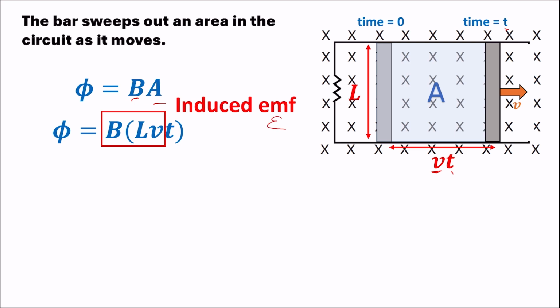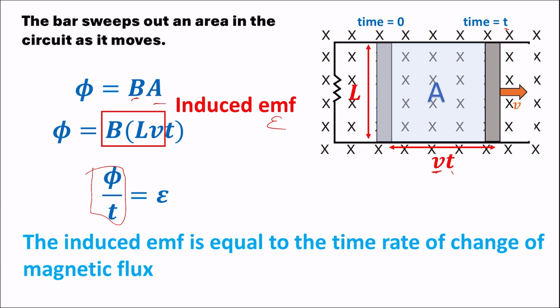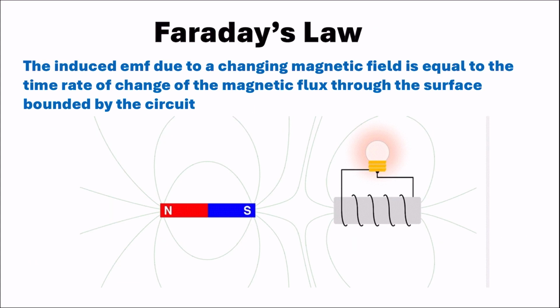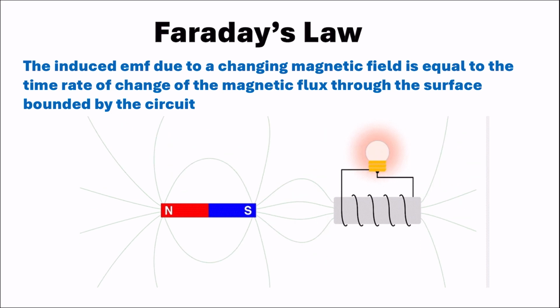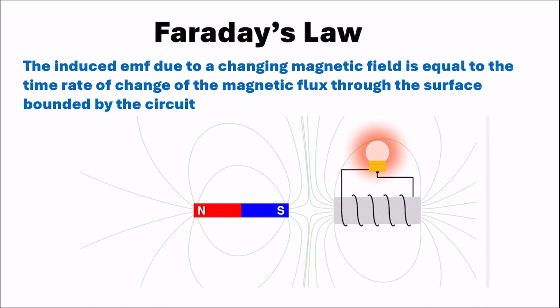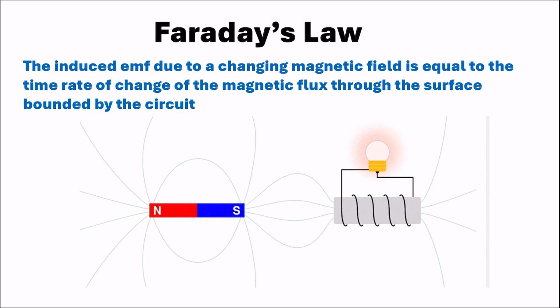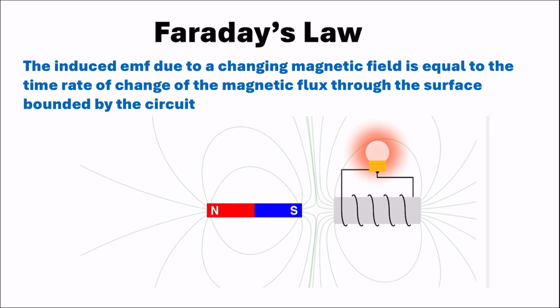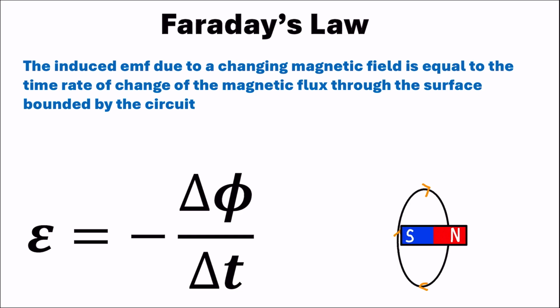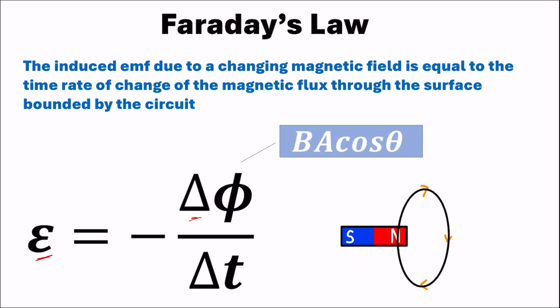So from here I can write that phi over t equals the induced EMF, or the rate of change of flux is equal to the induced EMF. And this is a rudimentary statement of Faraday's law. So Faraday's law states that the induced EMF in a conducting loop is equal to the rate of change of magnetic flux over time through the area bounded by a circuit. As an equation, Faraday's law looks like this: induced EMF equals delta phi, the change in flux, over delta t, the change in time.